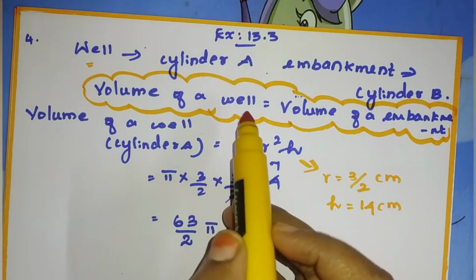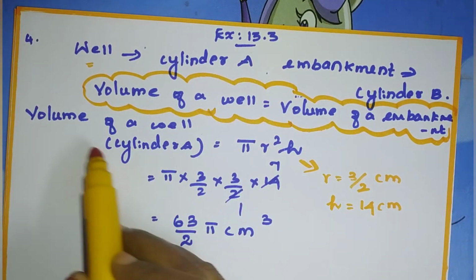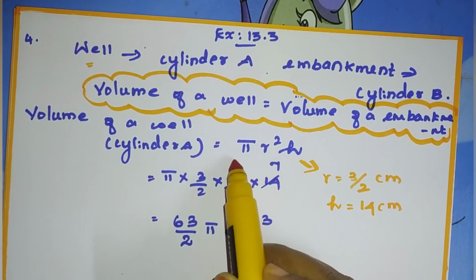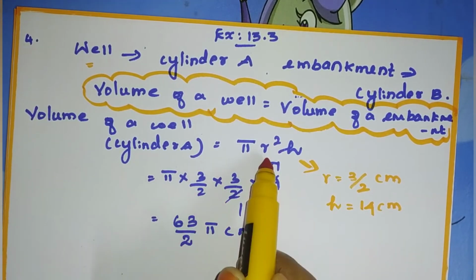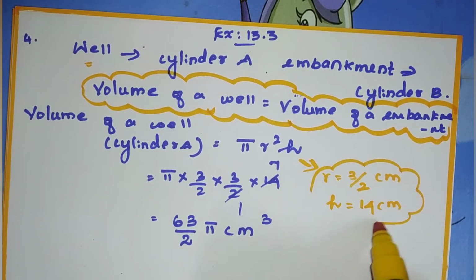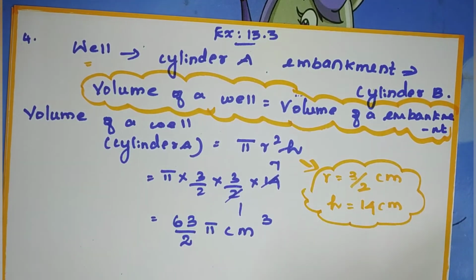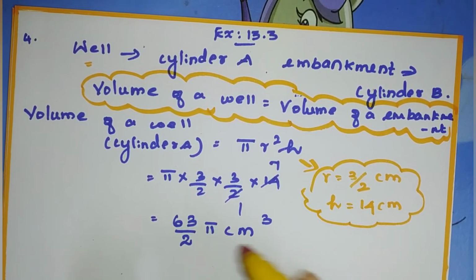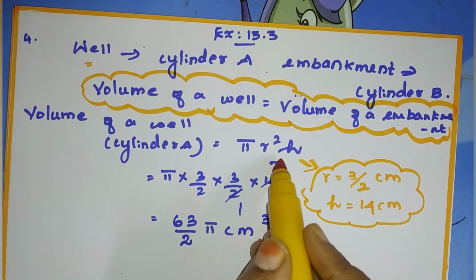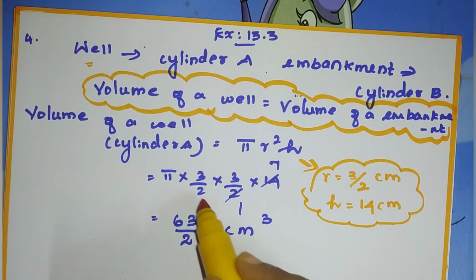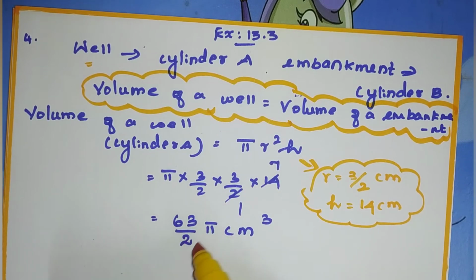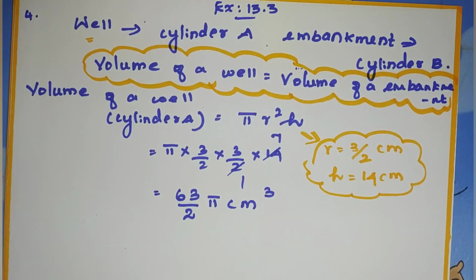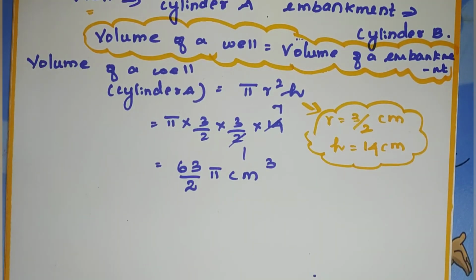Clear? So first I am going to find the volume of well. Volume of a well means volume of cylinder A. Okay, so first write the formula pi r square h. The r value is 3 by 2 centimeter and the h is 14 centimeter. So pi into 3 by 2 into 3 by 2 into 14. So cancel this 2 and the 14, 7 times. And if you multiply, you will get 63 divided by 2 pi centimeter cube. Okay, so now I'm going to find the volume of embankment.